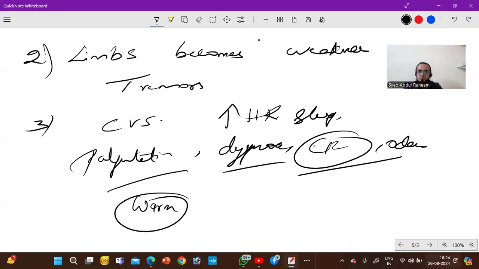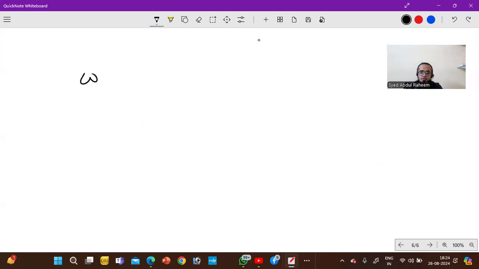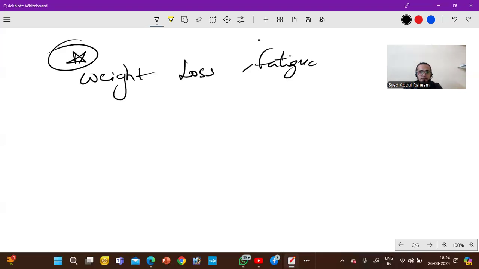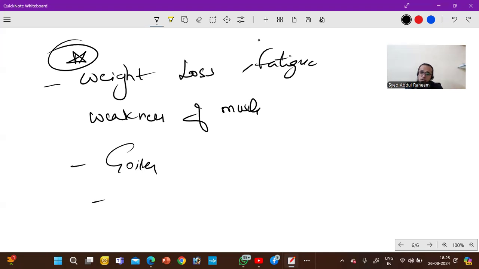And in hyperthyroidism, the main symptoms are weight loss, fatigue, and weakness of muscles, because the metabolic process increases. That is the reason the patient is eating food even though their weight becomes low. So this is very important. Some patients have goiter, meaning swelling of the neck, which is a symptom based on the thyroid gland. And some patients have photophobia, and ophthalmic issues, eye issues.